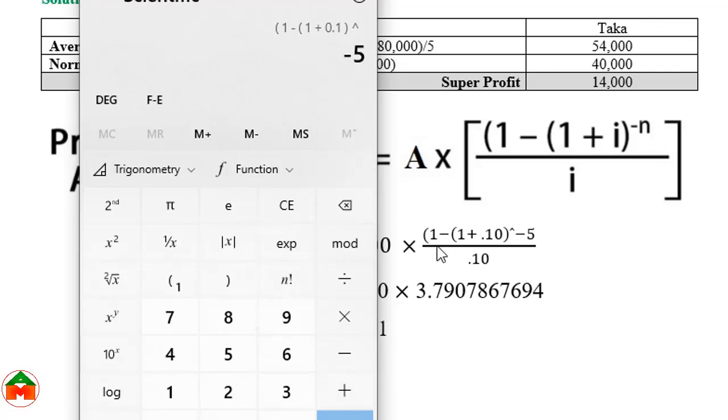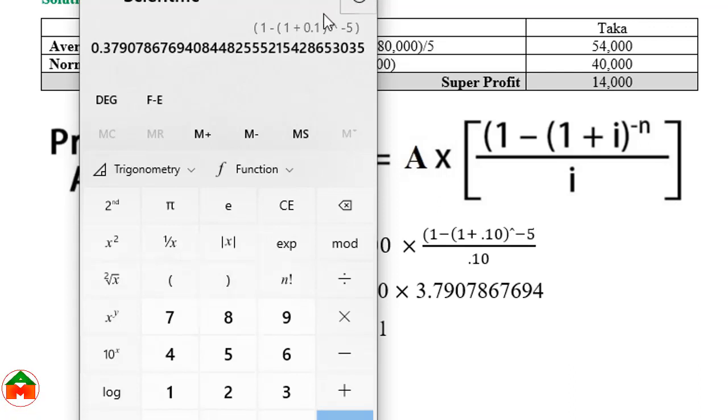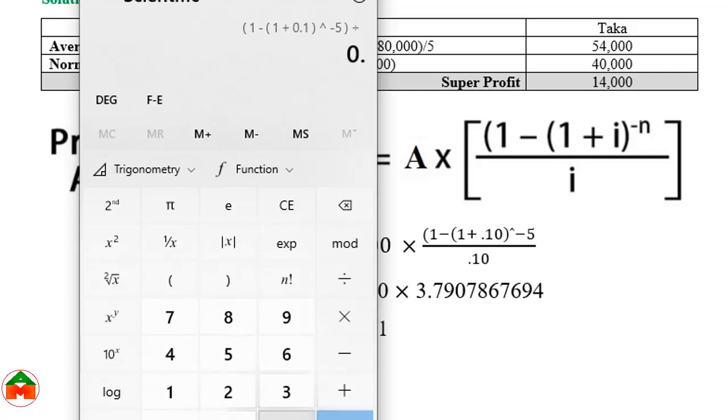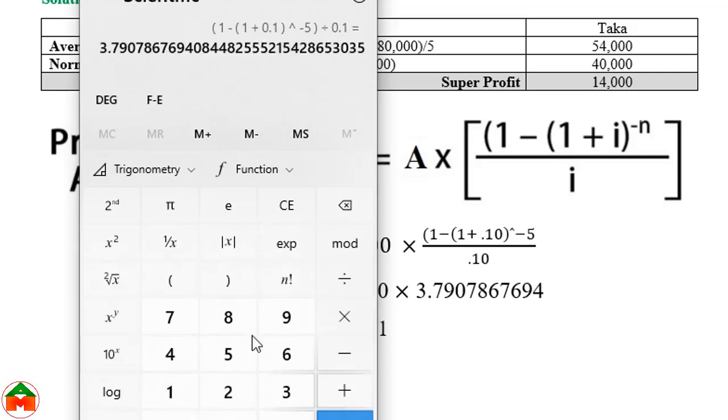After that, we will give the bracket. We can see to the power minus 5. And we will divide this whole item by 0.10. That's why we press divide 0.1. So this is the 3.79078667. So this is the present value interest factor for the annuity of 10%, 5 years.